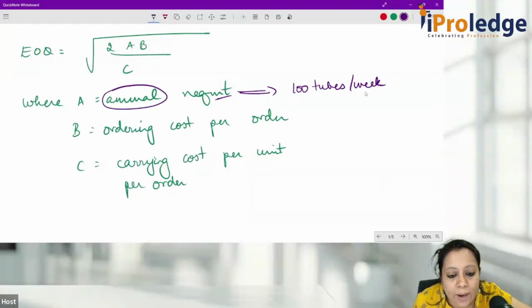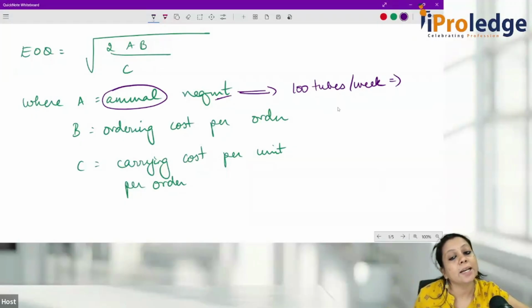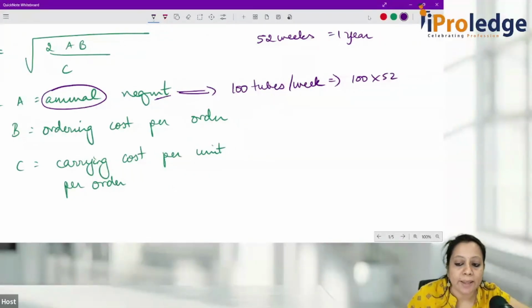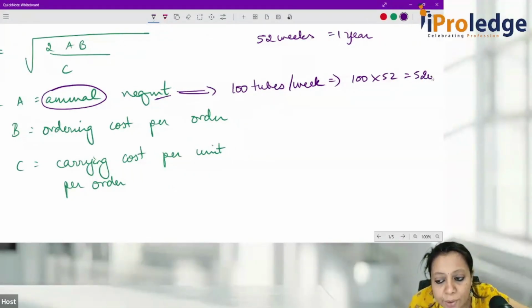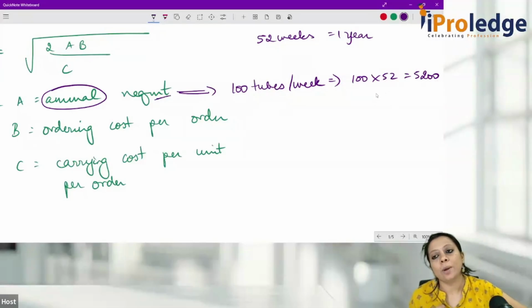This is my weekly requirement. How to convert weekly requirement to annual requirement? For 1 week, it is 100 tubes. How many weeks are there in a year? We all know 52 weeks are there in a year. Which means should I not do 100 into 52? Yes. So some students by mistake are taking the monthly demand. It has got nothing to do with our annual requirement of raw materials. That is the normal usage. How much I'm using in my production, that is what is the RM requirement.